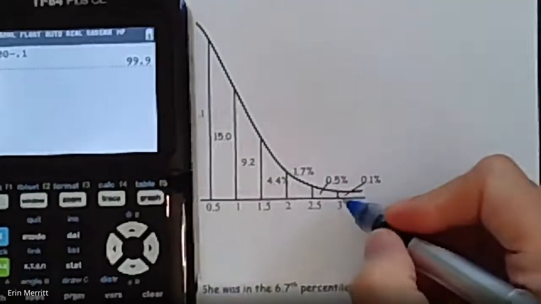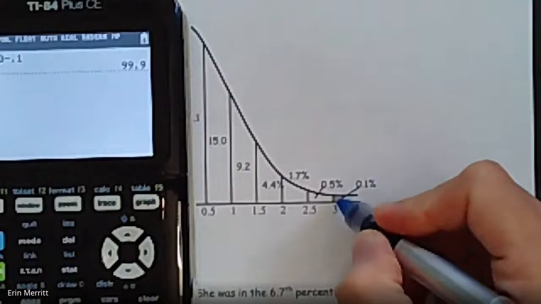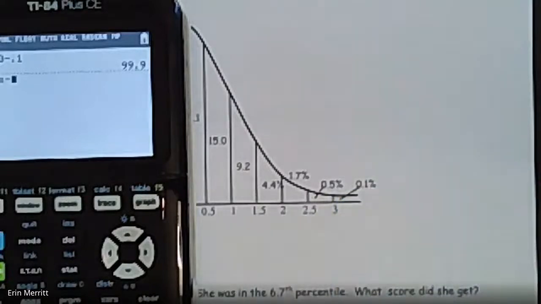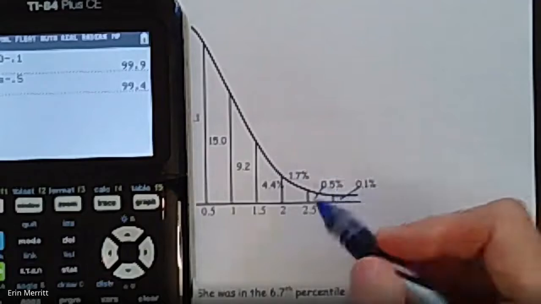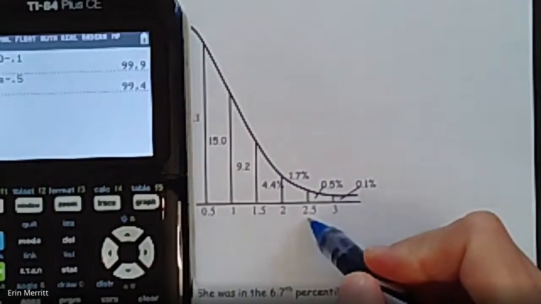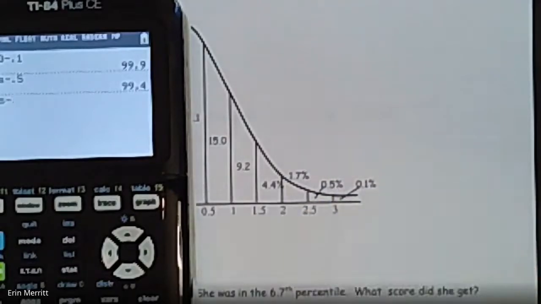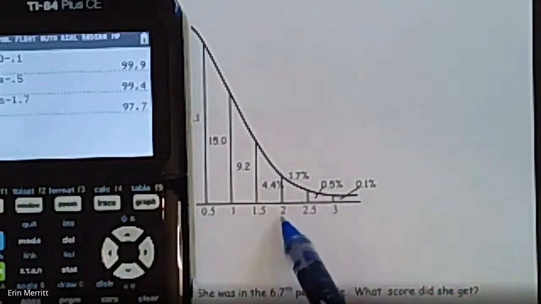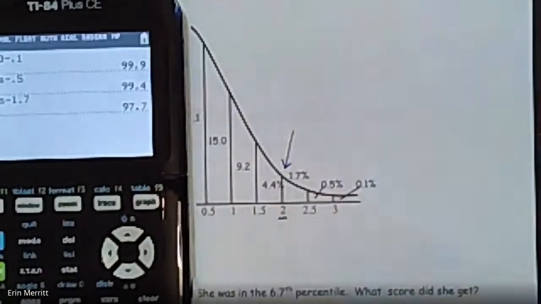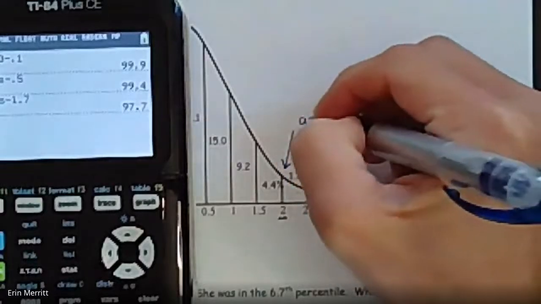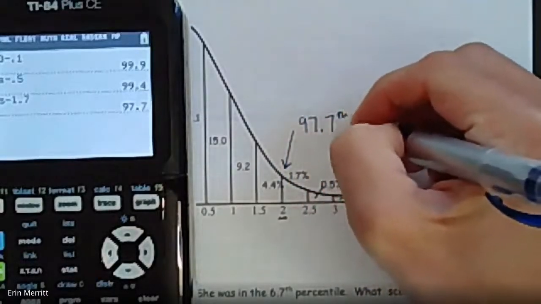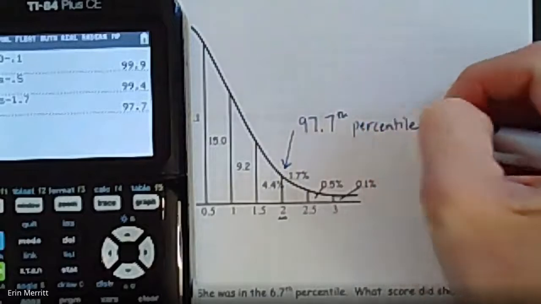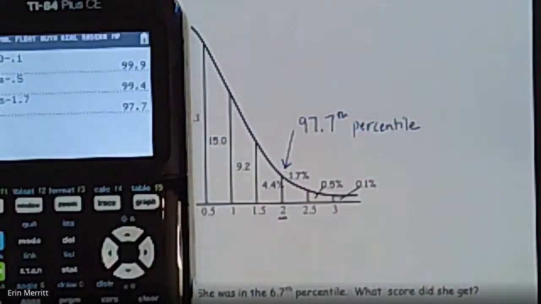All right, so right here, if you're on the 3, you'd be at the 99.9th percentile. Let's subtract another 0.5. Right here at the 2.5, you'd be at the 99.4, and I can keep playing this game. Let's subtract 1.7. So right here, if I was at the 2, I would be at the 97.7th percentile. That's what I care about. So at this point right here, that's the 97.7th percentile, which sometimes I do cheat and write the percent sign and then a 'ile' next to it. So just so I don't confuse you.